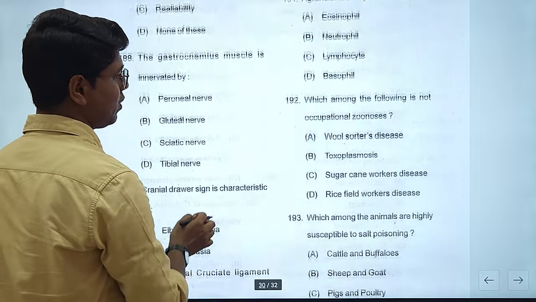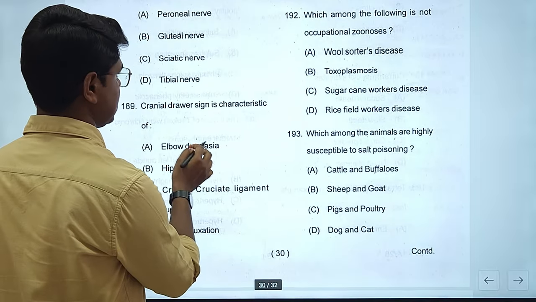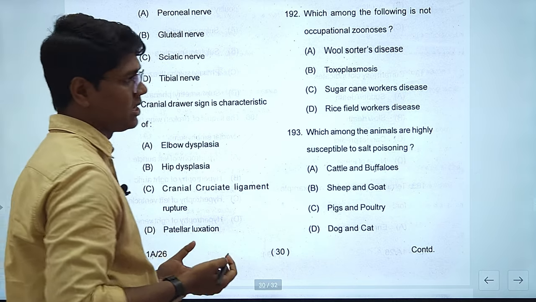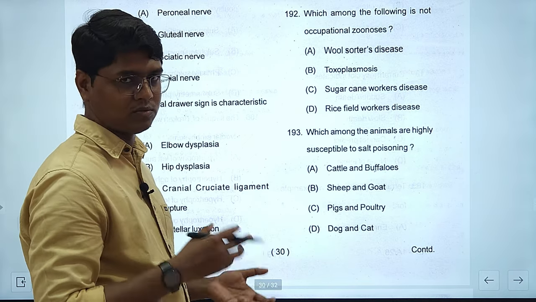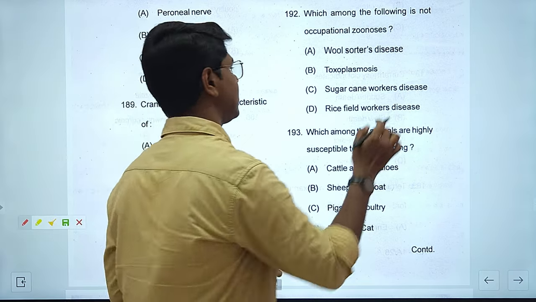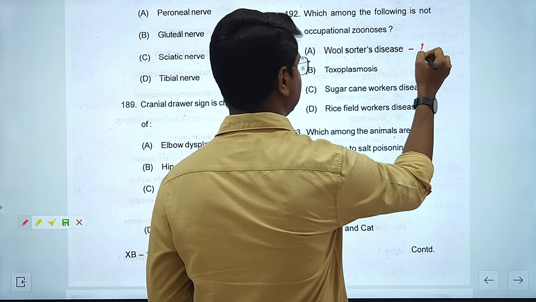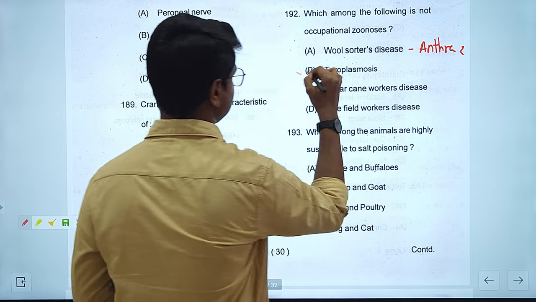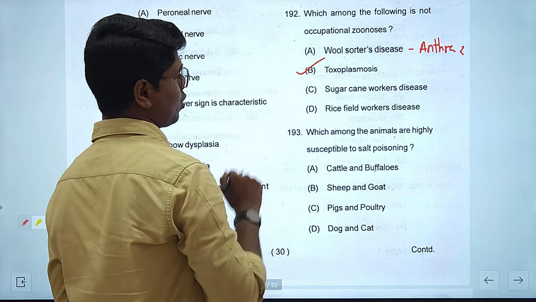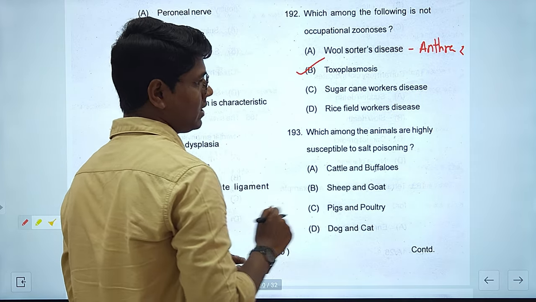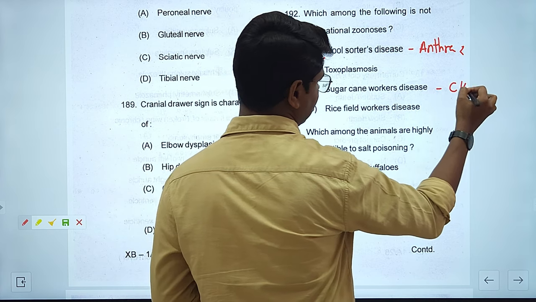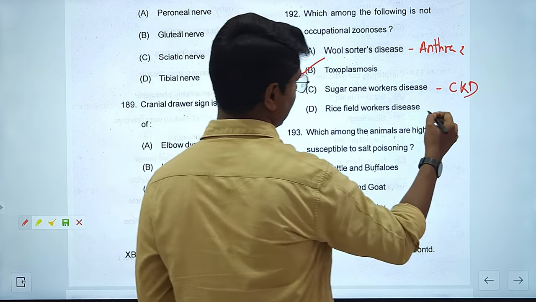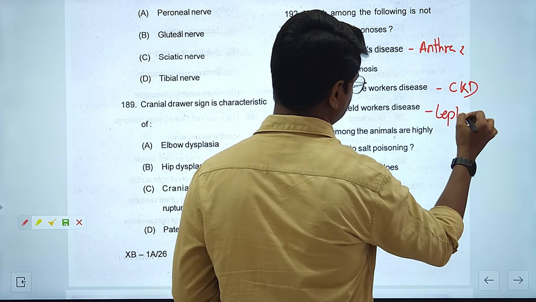Which among the following is not occupational zoonosis? Woolsorter's disease, the name itself says that it is an occupational disease. Who does the wool sorting? The disease is anthrax. Answer is toxoplasmosis. It is not an occupational zoonosis. Sugar cane worker disease mostly depends on CKD, chronic kidney disease. Rice field workers disease, leptospirosis.